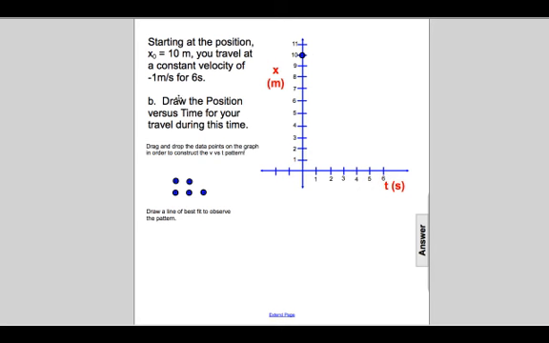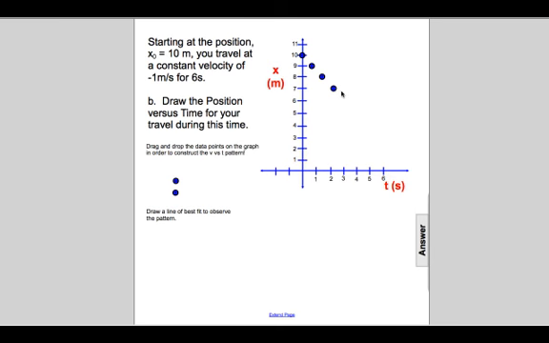Now every second that goes by we will travel -1 meter. So after 1 second we would have traveled -1 meter. Our value for location now will be 9 meters. After 2 seconds we would have traveled -2 meters. So after 1 second we would go -1, after 2 seconds -2. After 3 seconds we would have traveled -3 meters.